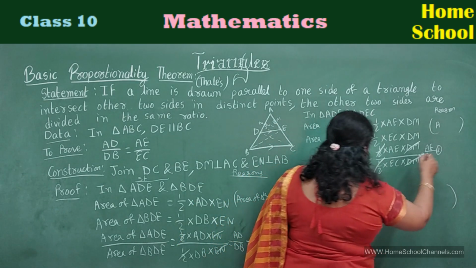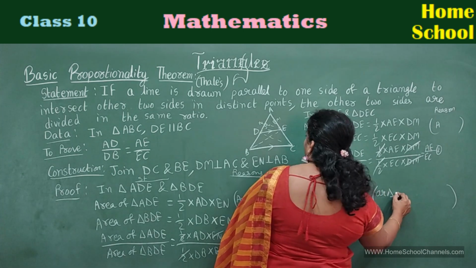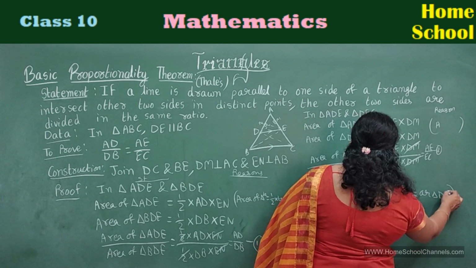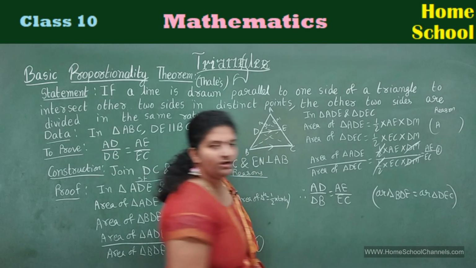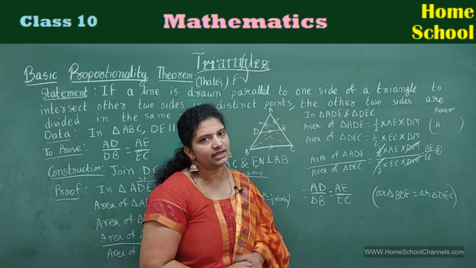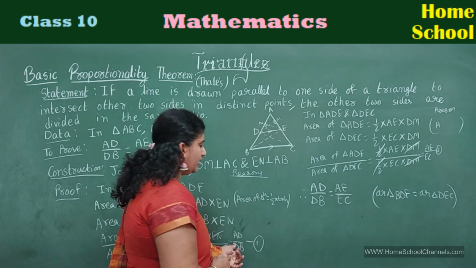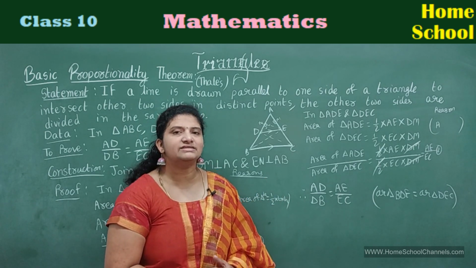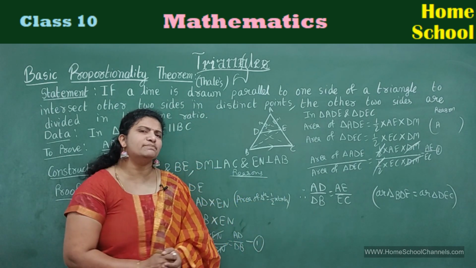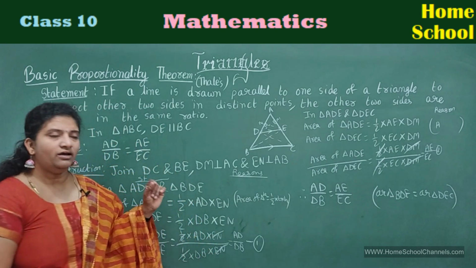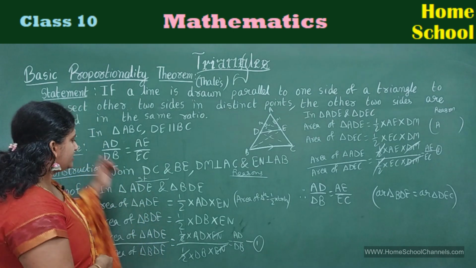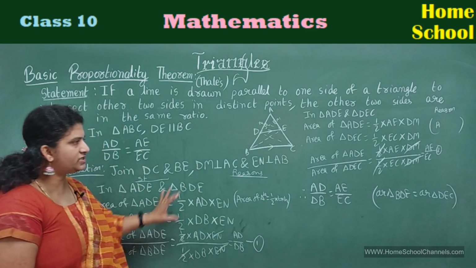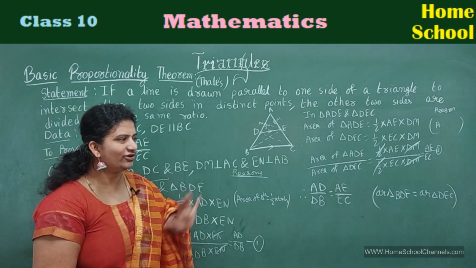What is the reason you are going to write here? Therefore, area of triangle BDE is equal to area of triangle DEC. The two triangles are lying on the same base. So, the area is equal. Therefore, we can directly equate AD by DB is equal to AE by EC. And end up with the last line, hence it is proved. That's it. This is very simple basic proportionality theorem. And when you want to remember in shortcut, just remember these two lines and these two lines. If you remember these two lines, divide, cancel, you are going to get the ratio.